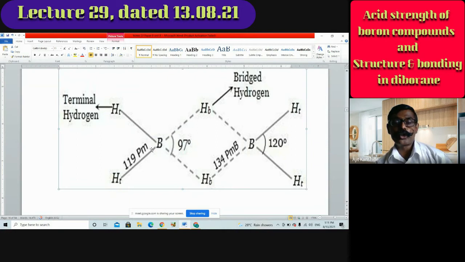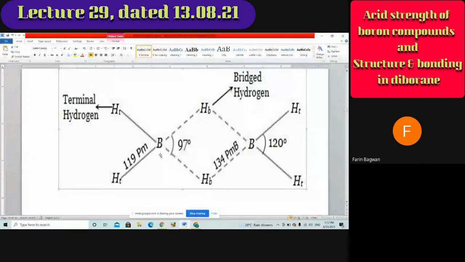Now pay attention to bond length. The boron hydrogen bond length with terminal hydrogen is 119 picometer. And the boron hydrogen bond length with bridged hydrogen is 134 picometer. Now answer my question. Which bond is weak? The bridged hydrogen and boron bond is weak, or the terminal hydrogen and boron bond is weak?